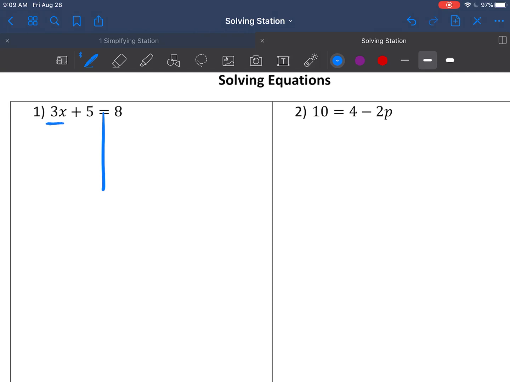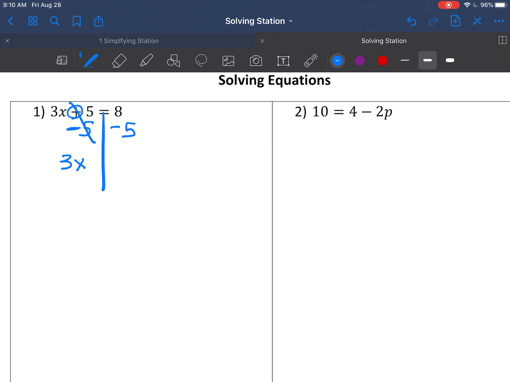so we are ready to isolate this x term. The first thing I have to get rid of is this 5. A lot of people try to get rid of this 3 first. You can't do that. You have to take care of the number that is not attached to your variable first. So your first step is to subtract 5 because there is a plus sign. The inverse operation would be subtraction. Subtract 5 from both sides, and these would cancel out, leaving 0.